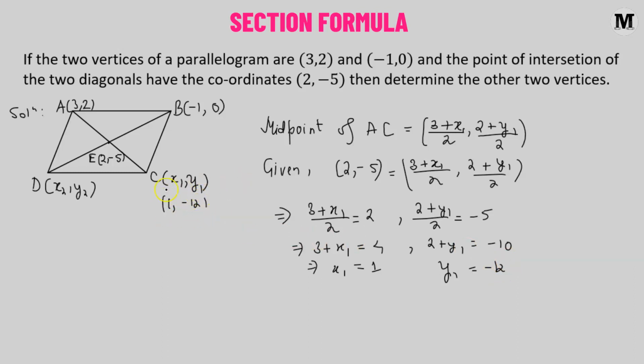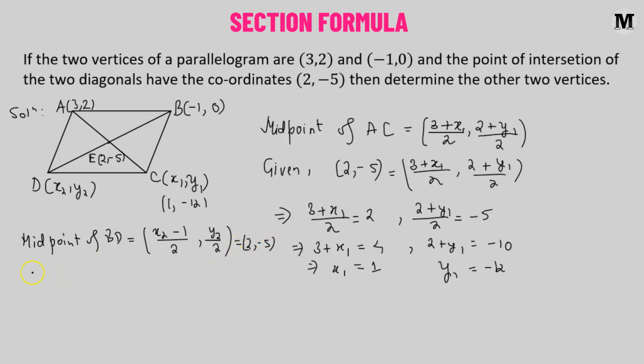Using a similar idea, we can also find the coordinates of point D. So here what we'll do is find the midpoint of BD. That's given by the midpoint formula, or we can say the section formula. We will take the sum of the x coordinates of the endpoints, so that's (x2 - 1) divided by 2, and the sum of the y coordinates of the endpoints, so that's (y2 + 0) over 2. And it's given here that this value is equal to the midpoint (2, -5).